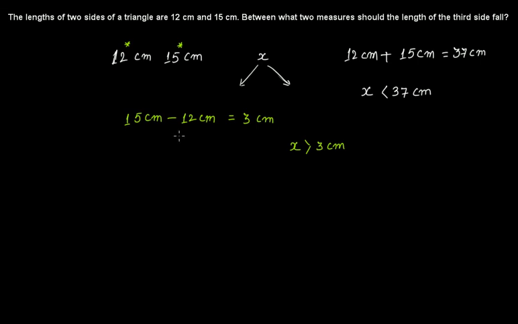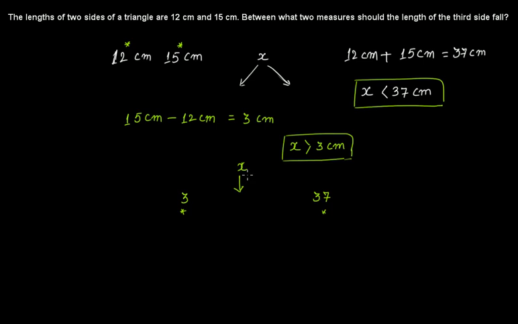Why? Because we discussed that the difference of the lengths of two sides will always be less than the third side. So this is telling you that your x will always be greater than 3 centimeter, and it will always be less than 27 centimeter. So between the two numbers 3 and 27, your x will lie. What will be that exact value? We don't know. We can only tell the two values or numbers between which this x, or the third side, will fall.